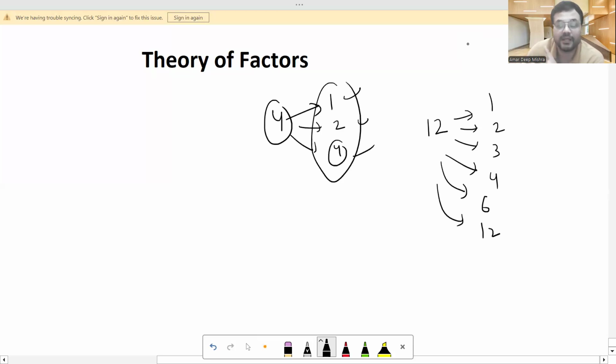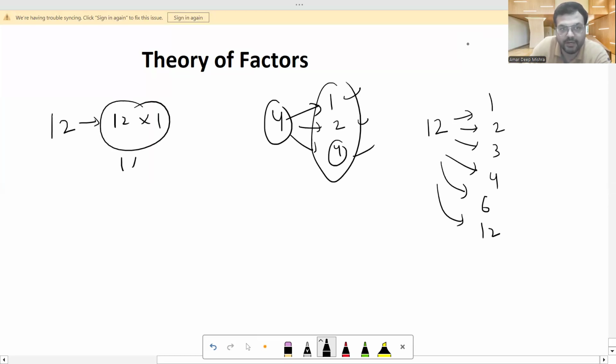Now there's one more way in which you can find out the factors of a given number. For example, you have 12. So 12 can be written in how many ways in the form of product of two numbers? 12 can be written as 12 into 1, or we can also say this is 1 into 12. 12 can also be written as 2 into 6, and 12 can also be written as 3 into 4.